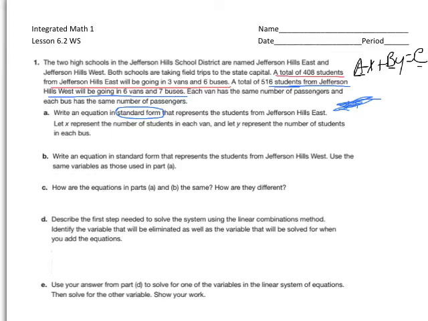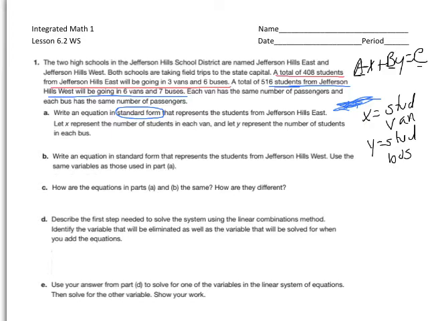Number A says, let x represent the number of students in each van and y represent the number of students in each bus. So x is students in van, oops, I made a mistake, and then y is students in buses. Okay. So write an equation in standard form that represents East.